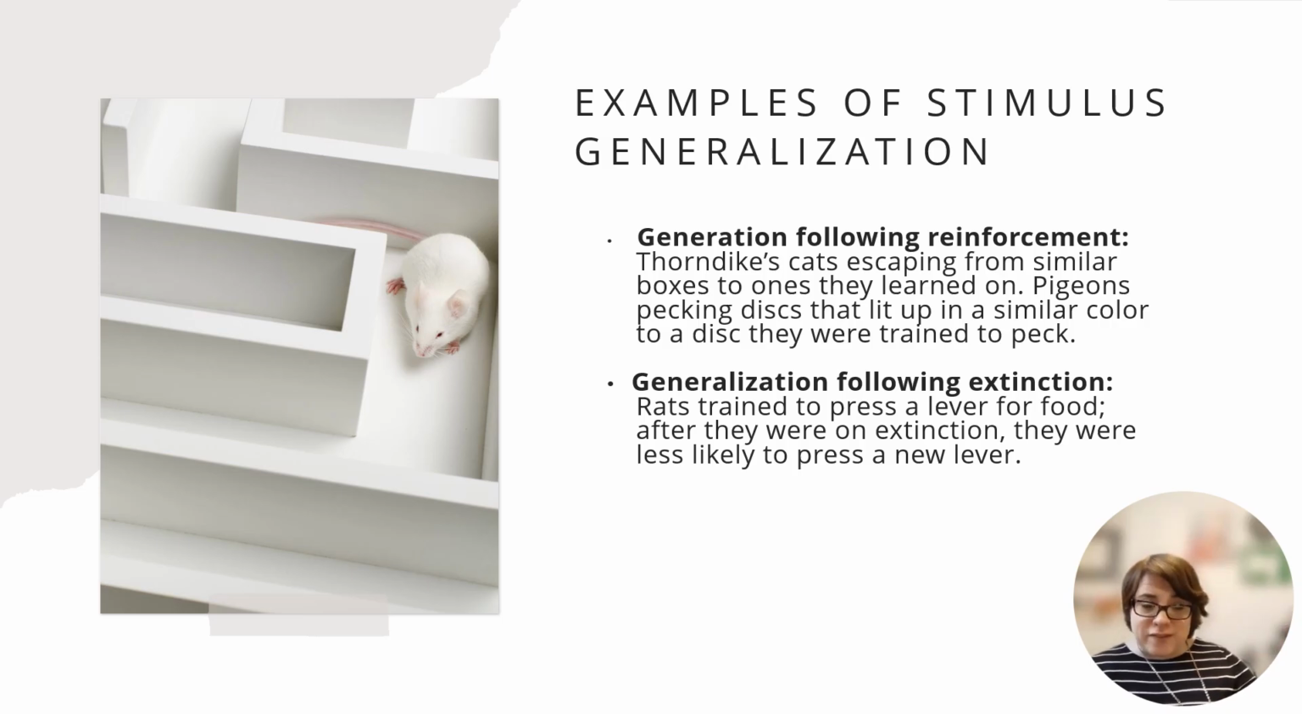As the generalization gradient revealed, the more closely the disc resembled the training disc, the more often the birds pecked at it. If a disc lit up in almost the same color as the training, the birds pecked at it almost as much as they did during initial learning. Whereas if the disc showed a very different color, the pigeons very seldom touched the light.